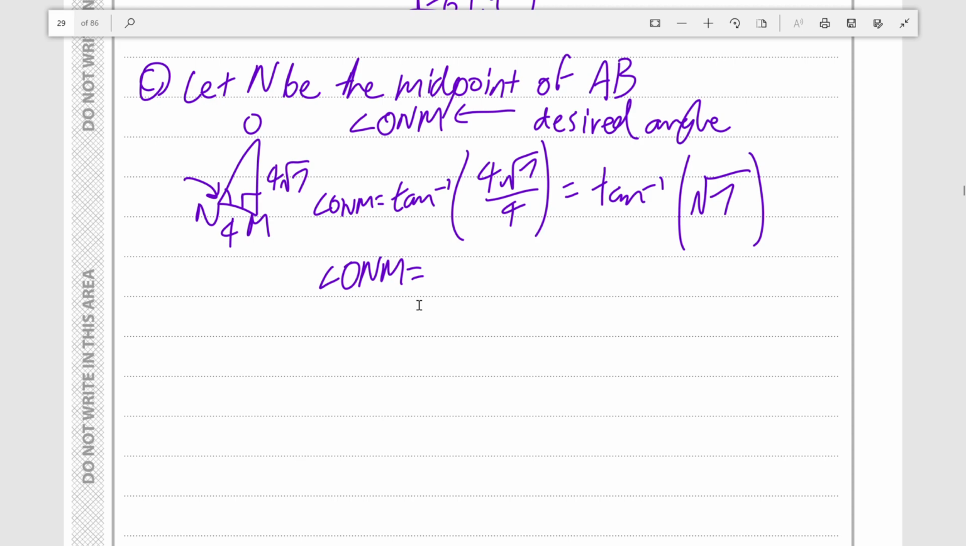Alright, so you plug this into your calculator, the inverse tan of root 7, and you find that the angle ONM is something like 69.295 something degrees. Or it is equal to 69.3 degrees because they are asking for the answer to one decimal place.